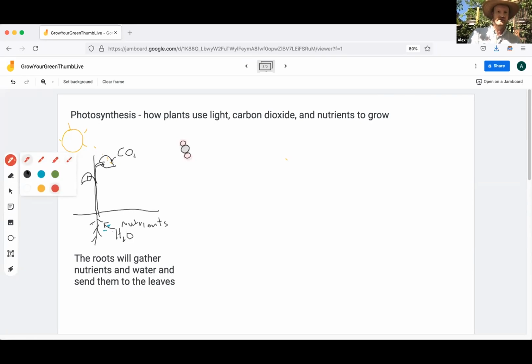We're going to need 6 of these to participate in photosynthesis. So go ahead and draw 6 carbon dioxide molecules. Again, we've got a carbon flanked by 2 oxygens, like so, and I'll color them in. Red for my oxygens.